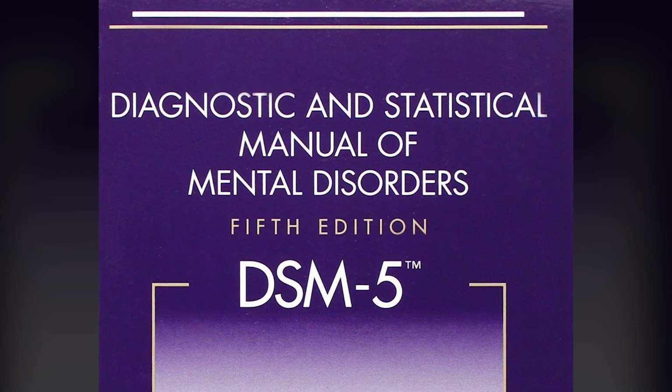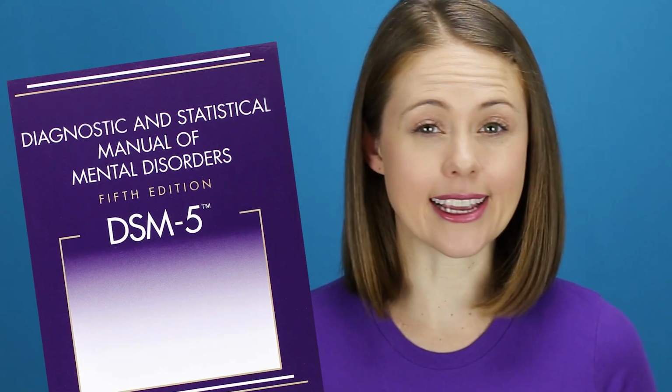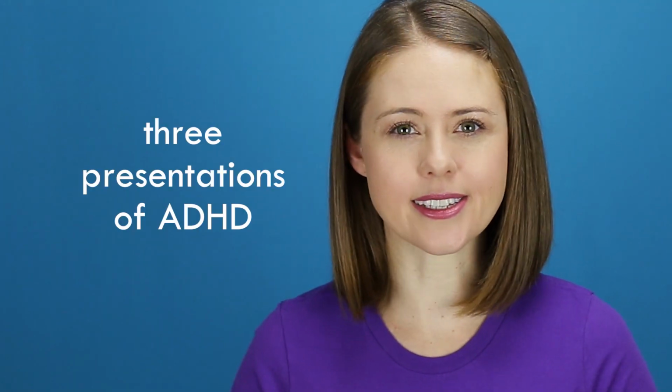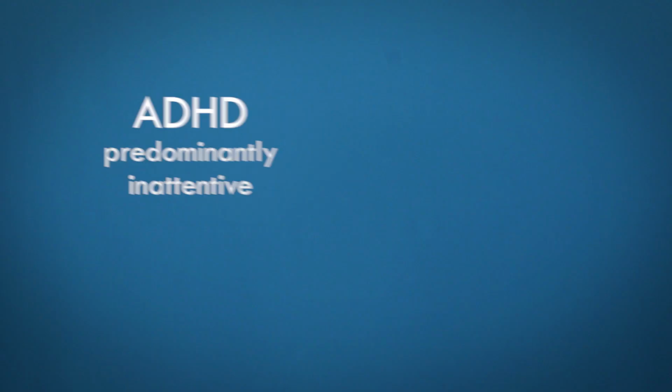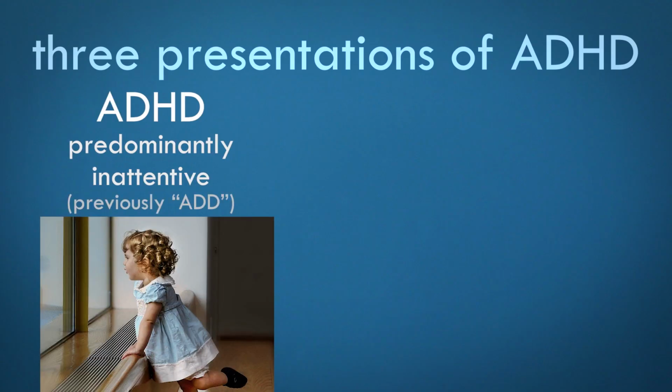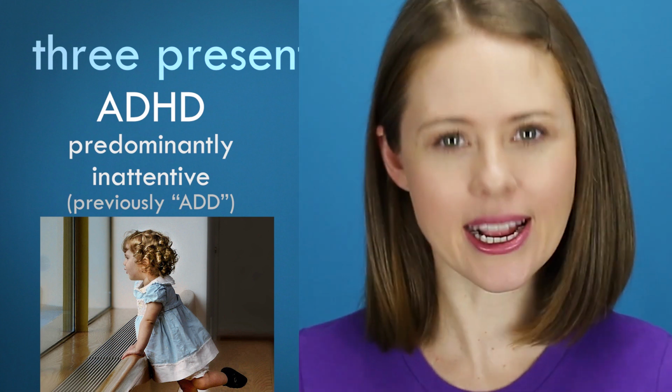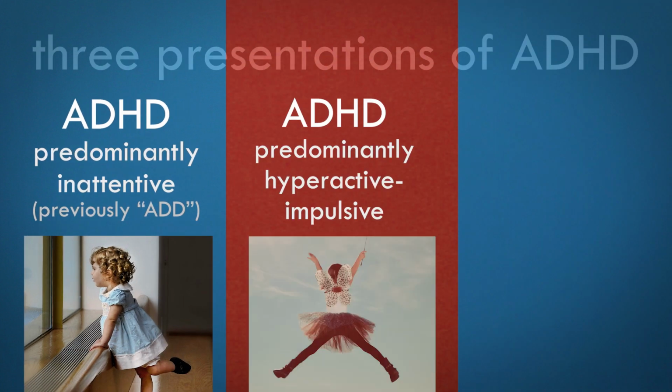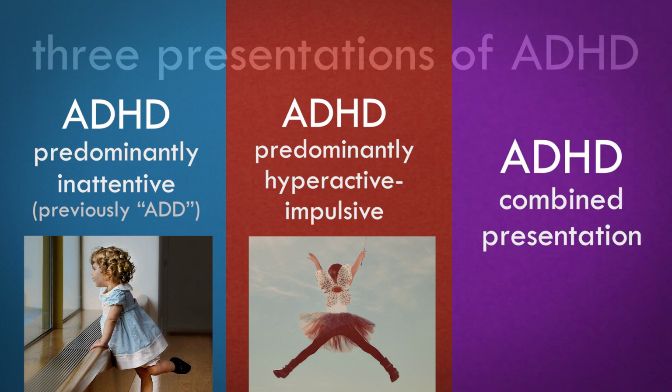Here in the US, the Diagnostic and Statistical Manual of Mental Disorders, or DSM-5, categorizes ADHD into three presentations. Sometimes people still use ADD to refer to the predominantly inattentive type. These are individuals who show a lot of inattention symptoms, but not many hyperactive symptoms. The opposite is the predominantly hyperactive impulsive type. And of course, there's the combined presentation that has plenty of both.